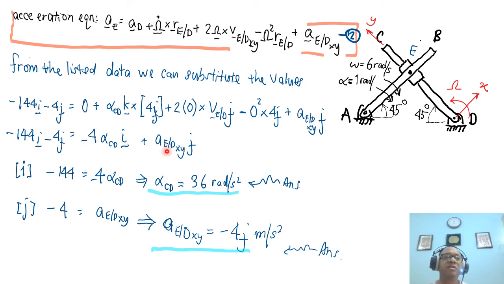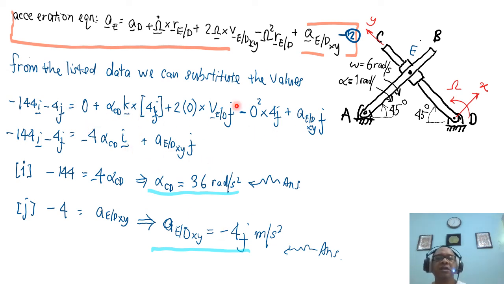So we can solve this by parts, I and J. So it's here minus 144 equals minus 4 alpha CD. So we have alpha CD equals 36 radians per second squared. And also the J part, minus 4 equals the relative acceleration. So the relative acceleration is minus 4J meters per second squared. So these are the answers to the question. I was a bit fast on the acceleration, but it's the same approach. Just look at the terms and we apply the terms.